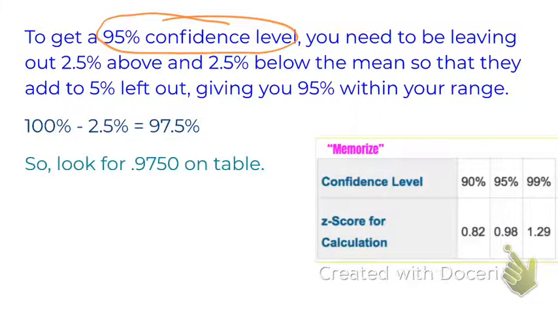If it's a 95% confidence level, that means if the mean is here, we have 2.5% where we're not confident on this side of the mean, and 2.5% where we're not confident on this other side of the mean. So it totals 5%. So if you think about what that means, if you have 100% minus 2.5%, you get 97.5%. On the table, they're actually writing those as decimals. So we are going to go to the table and look for 0.975.